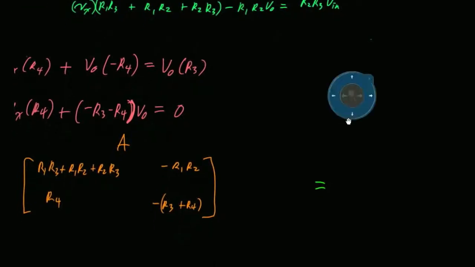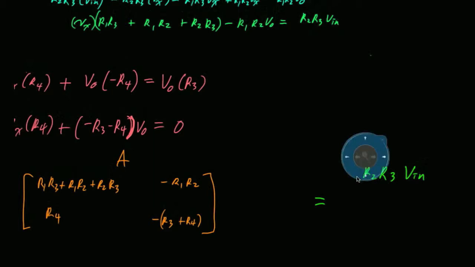And what's my B matrix going to equal? Careful: R2 R3 V in. You've got to include the V in, right? Because that's a quantity that you're being given. It's not a coefficient, it's a number you're supplying. And then that's 0.